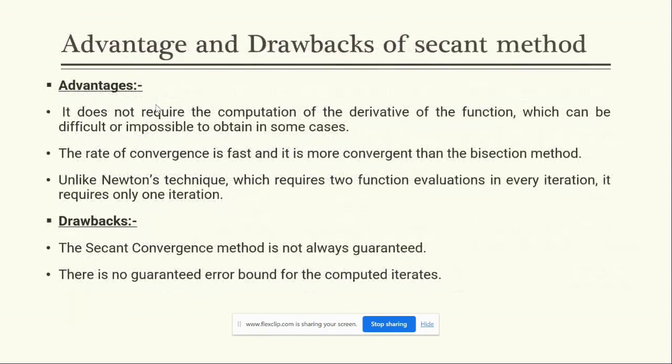Now the advantages and disadvantages of the secant method. Advantages. When it comes to the Newton-Raphson method, we have to do the derivation of the function. In the secant method, we do not need any derivation of the function, so it is an advantage over the Newton-Raphson method. The rate of convergence is very fast in the secant method. When it comes to the bisection method, the rate of convergence is somewhat slow. In the Newton method, we have to evaluate two functions in every iteration, but in the secant method, we do it only once.